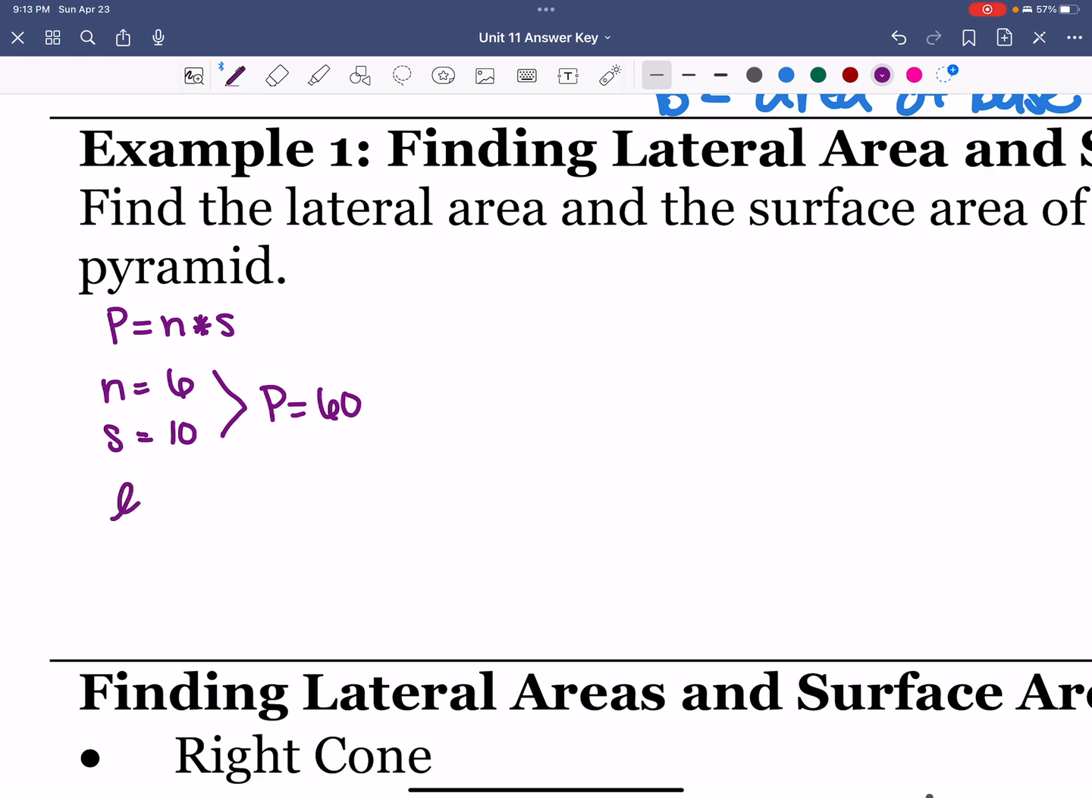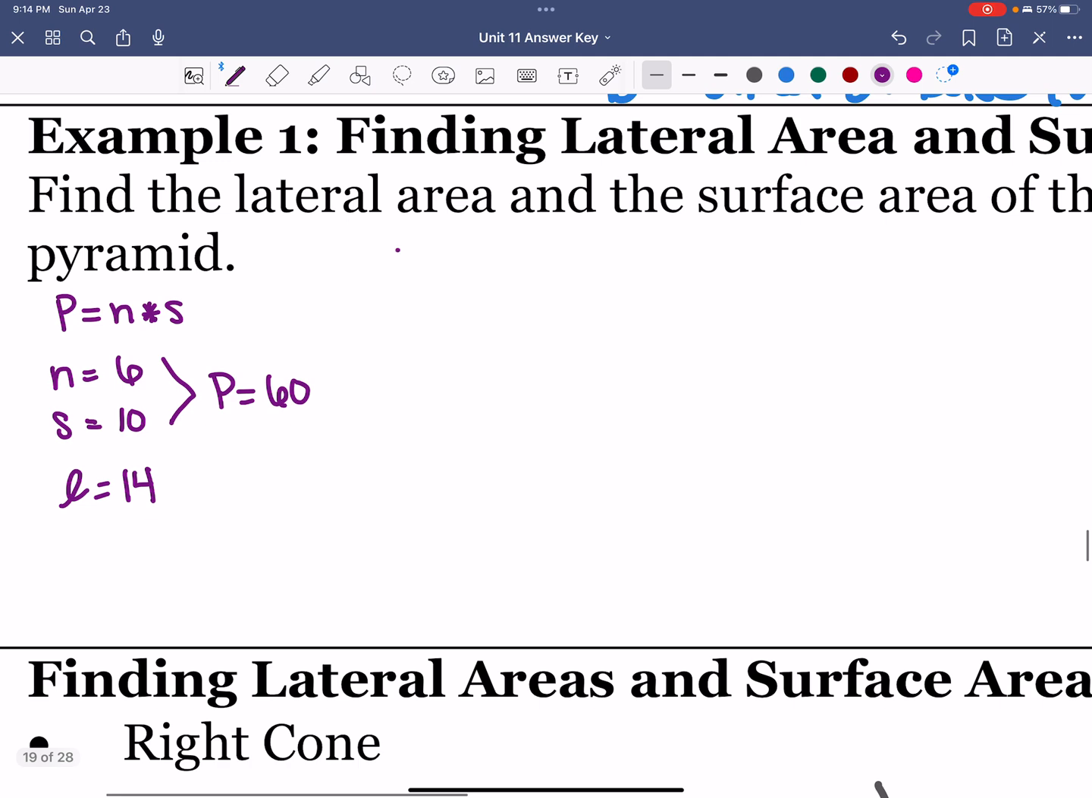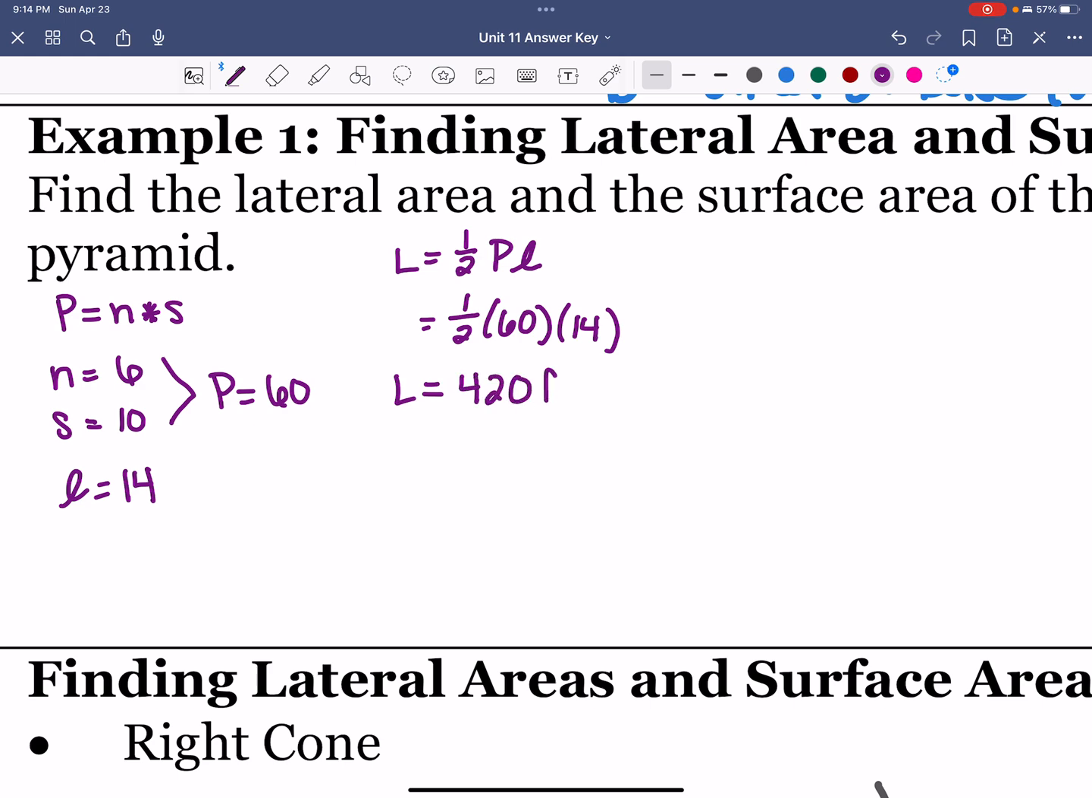And then I have my slant height, and it actually gives me that slant height of 14. So I'm going to come over here and say my lateral area equals 1/2 the perimeter times the slant height. 1/2 of 60 times the slant height of 14. And if I plug this into my calculator, I get my lateral area equaling 420 feet squared.